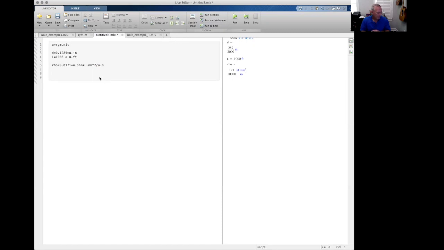All right, from there, I could calculate the resistance of copper because I know it's rho times the length divided by the area. Okay, I need to calculate what the area is first. Area is pi times r squared, but r is d over 2. So we enter the formula into MATLAB and hit return, and we get answers back, okay?